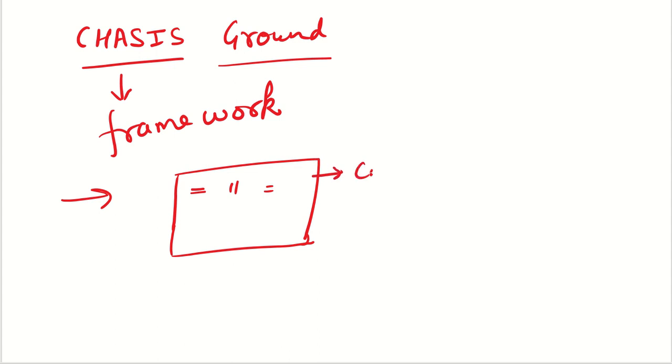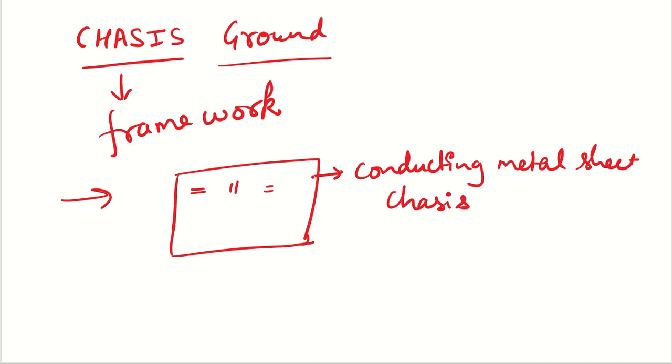So this conducting metal sheet is used as a chassis ground, right? And on this conducting metal sheet we mount various components and connect them through a path, because since this is a conducting metal sheet, definitely it will have its own path, and then we provide them the same ground. Okay, so that's known as chassis ground, right?